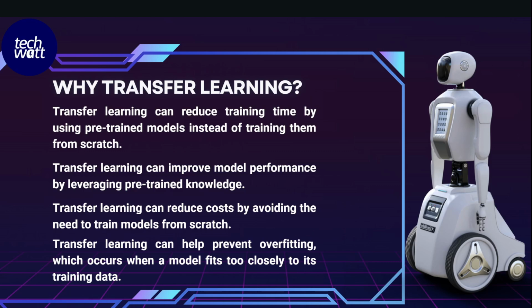Transfer learning can also help prevent overfitting, which occurs when a model fits too closely to its training data. So overfitting occurs when the model generalizes well on the training data and cannot function well in a real-world scenario. So in that case, when you use transfer learning, it can help improve that and prevent overfitting.